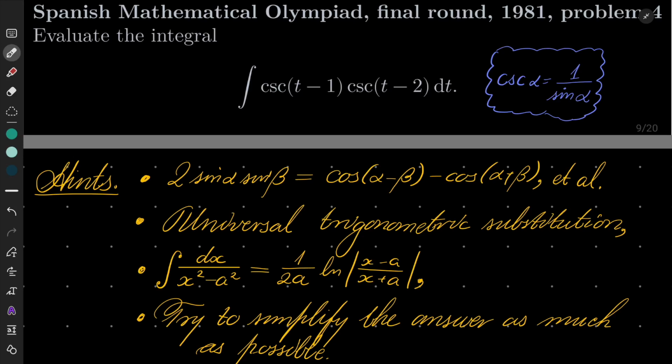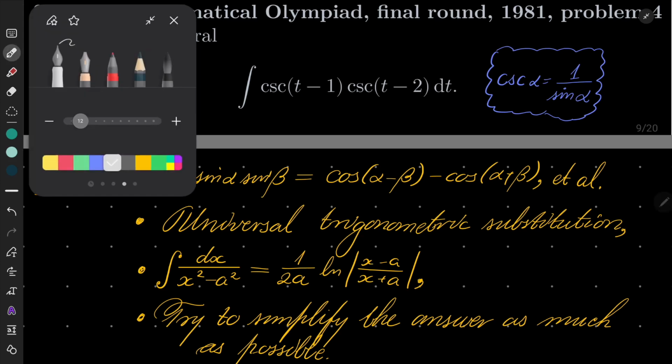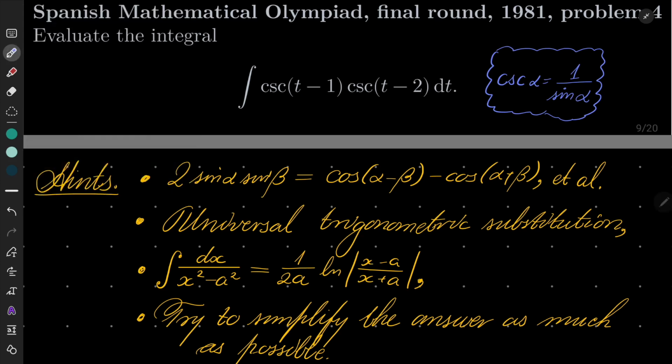Hello friends, in this video I'd like to solve the following problem from the Spanish Mathematical Olympiad, final round 1981, problem number 4. We wish to evaluate the following indefinite integral of cosecant of t minus 1 times cosecant of t minus 2 dt. And remember that cosecant, probably the least used trig function, is just the inverse of sine. So cosecant of alpha is 1 over sine of alpha.